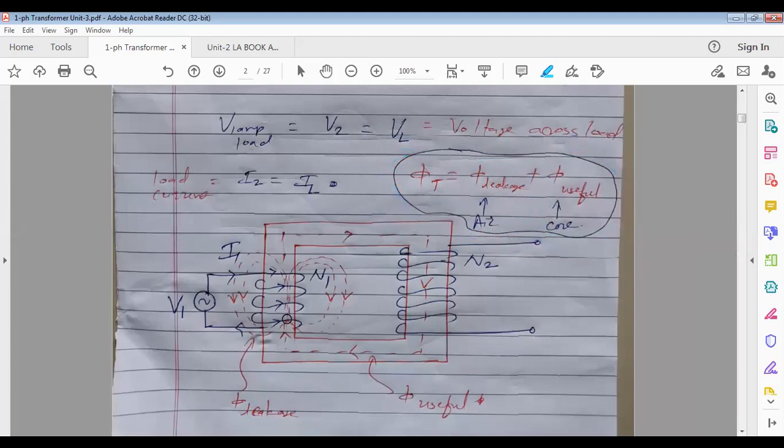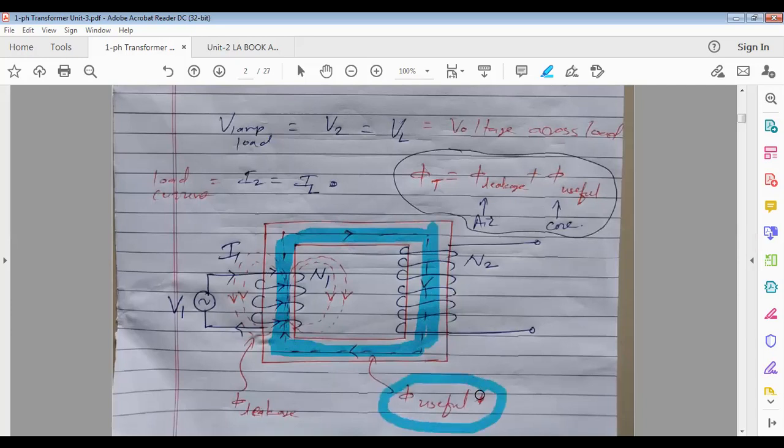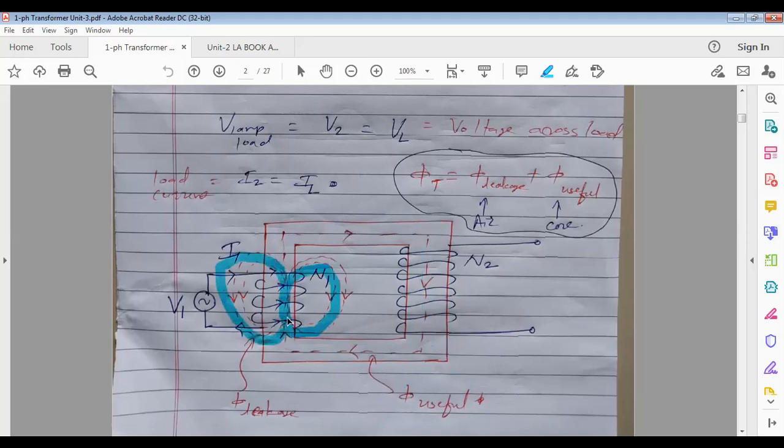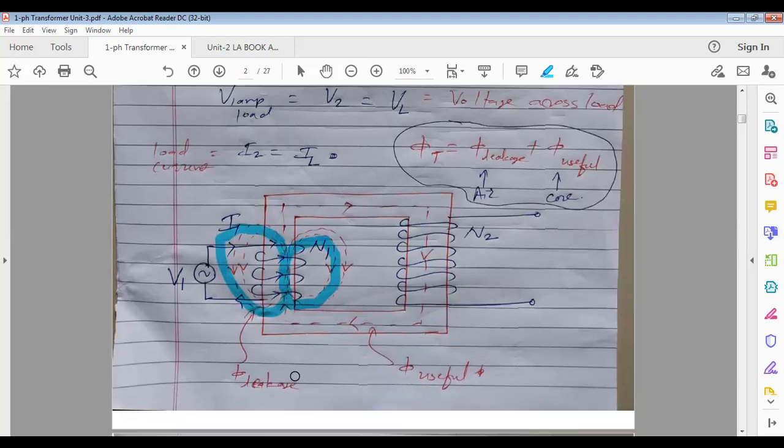Whatever flux completes its path through the core only helps in producing the output, and that's why it is called useful flux. Whatever flux completes its path through air does not help in producing the output, and that's why it is called leakage flux. Is the concept clear? What do you mean by leakage flux and useful flux? Up to this, any difficulty? Okay.